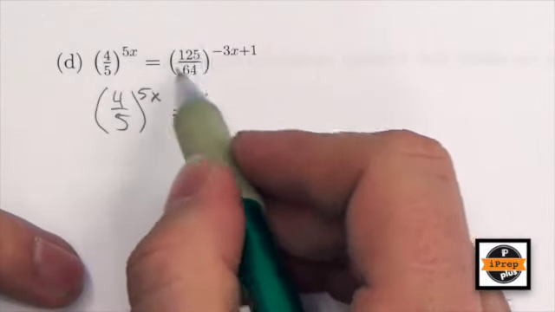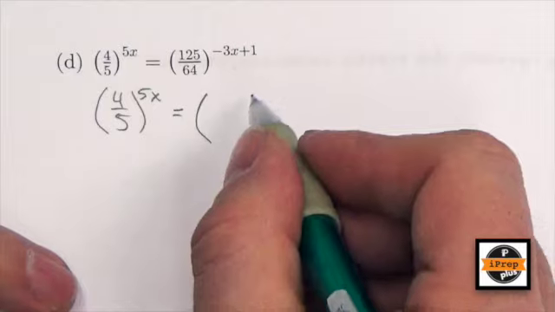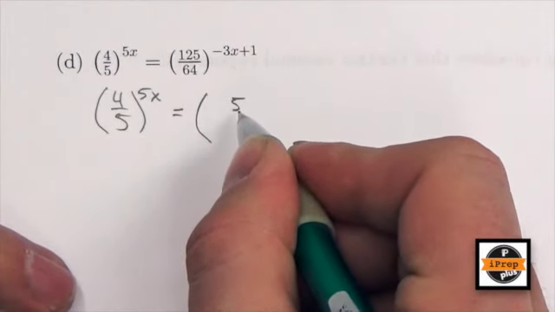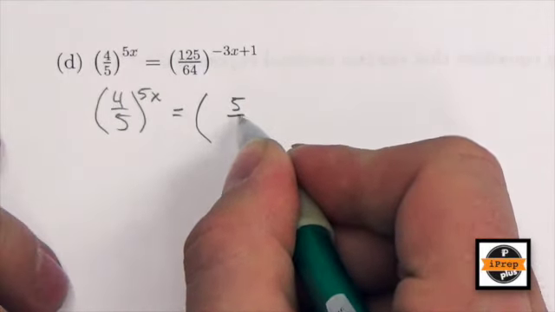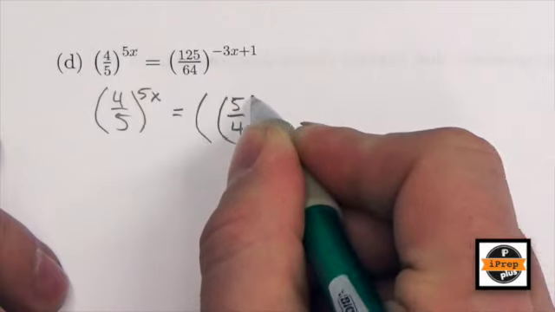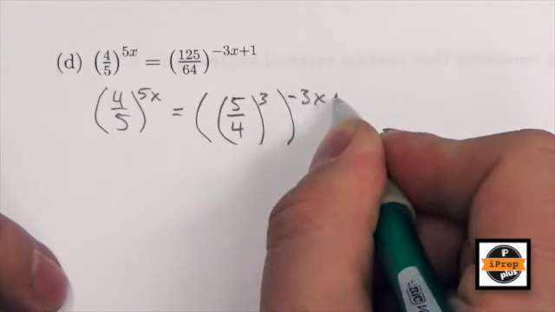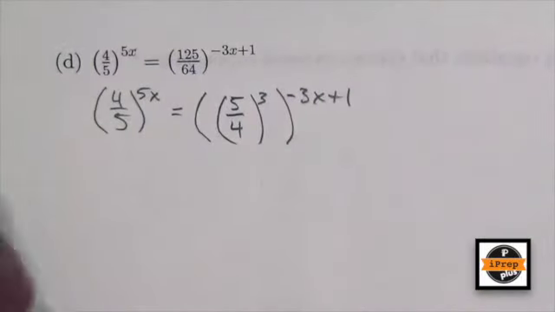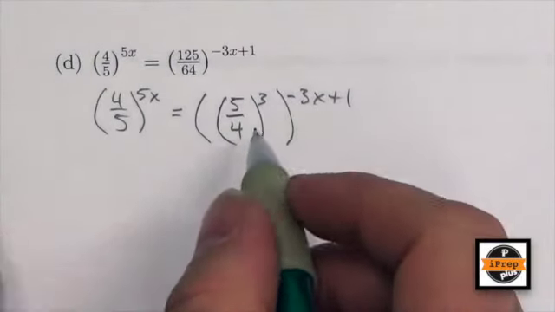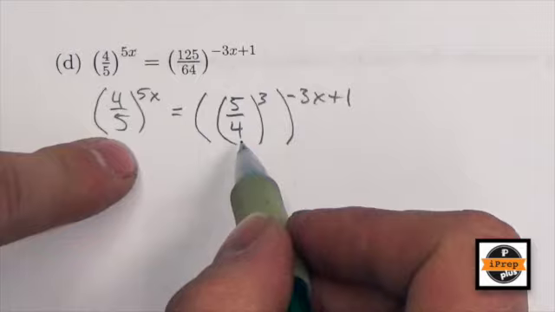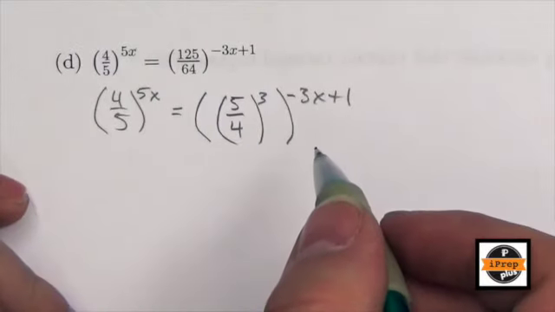But I am going to try to deal with this 125 over 64. That's a power with a base of 5. The 64 is a power with a base of 4. And those are cubed, all to the negative 3x plus 1. There's that outside exponent. Now, these are almost identical, except that one is the reciprocal of the other.